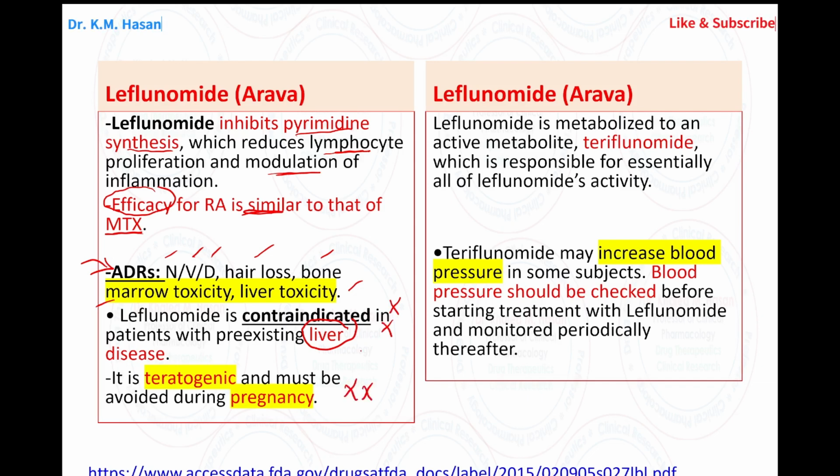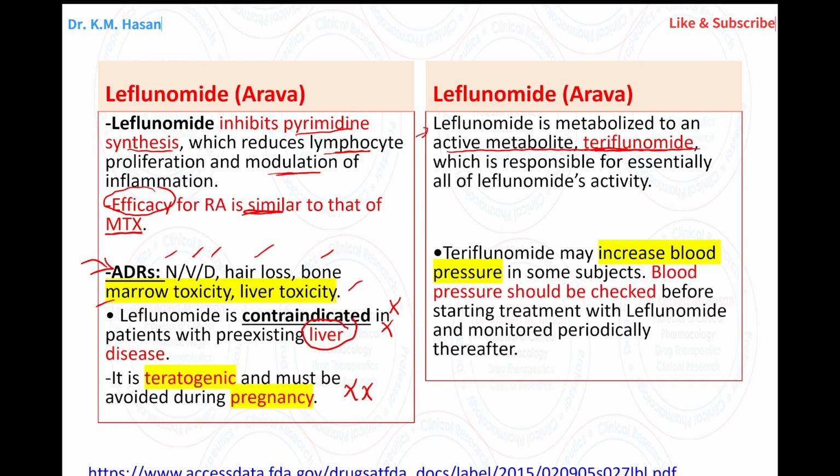So we have two main cases for contraindication. Number one, pregnancy, because this medication is considered teratogenic. Number two, liver disease. If the patient suffers from liver disease, it's not allowed to use this medication. If the patient is a pregnant woman, it's not allowed to use leflunomide, Arava. They found in the pharmacokinetic study that leflunomide is metabolized in the liver to the active metabolite called teriflunomide.